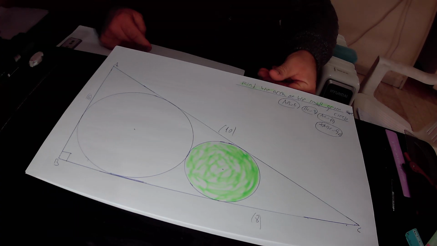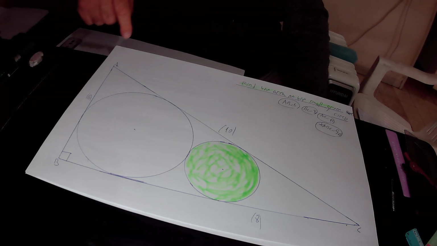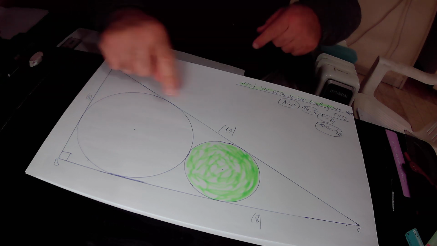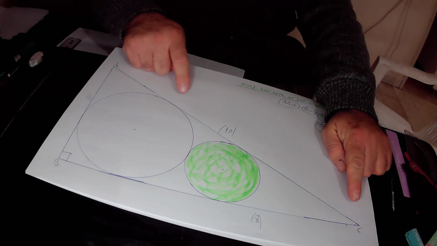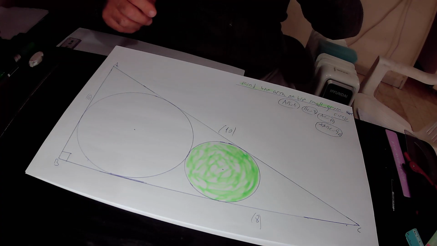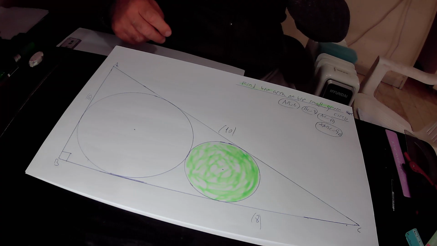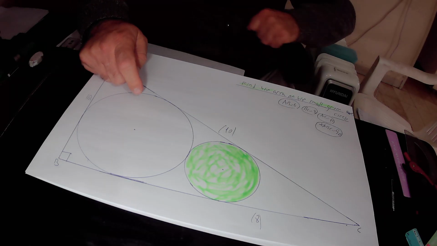In the drawing we have the right triangle ABC. Side AB equals 6 units in length, side BC equals 8 units in length, and the length of the hypotenuse AC is 10 units. Inside this triangle ABC, we have these two circles.